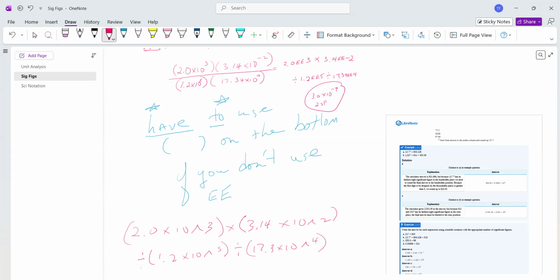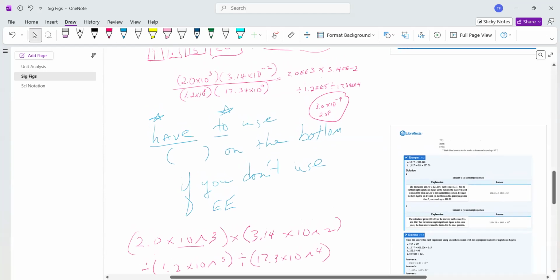Now look at all the steps I had to add because I'm not using EE. Every time I hit EE, this part was minimized. That's 3 keystrokes right there, not counting the parentheses. Look how many fewer steps I took up here. So that's why I highly recommend getting a calculator with EE in it.